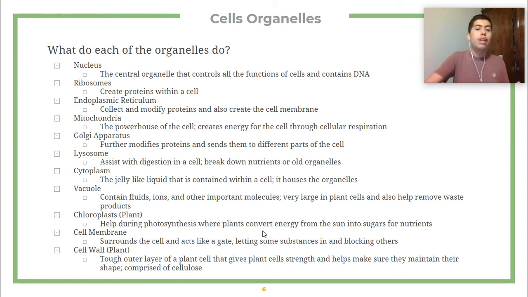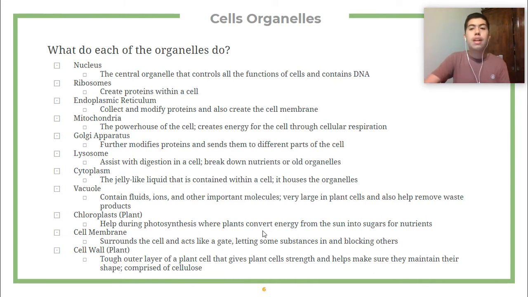And then we have cytoplasm. Cytoplasm is the jelly-like liquid that's contained within a cell and houses the organelles. So it's just where all the organelles kind of live in this jelly-like liquid that's within the cell. And then the vacuole contains fluids, ions, and other important molecules. It's very large in plant cells and helps remove waste products within plant cells.